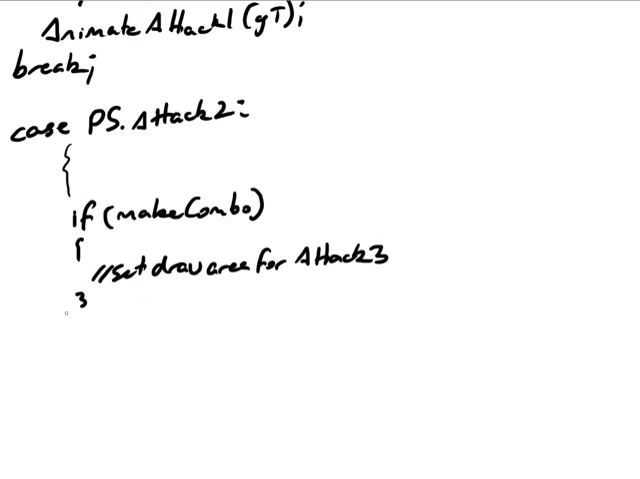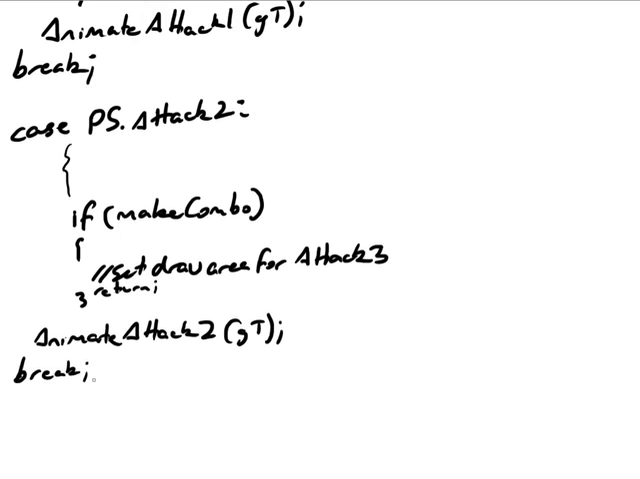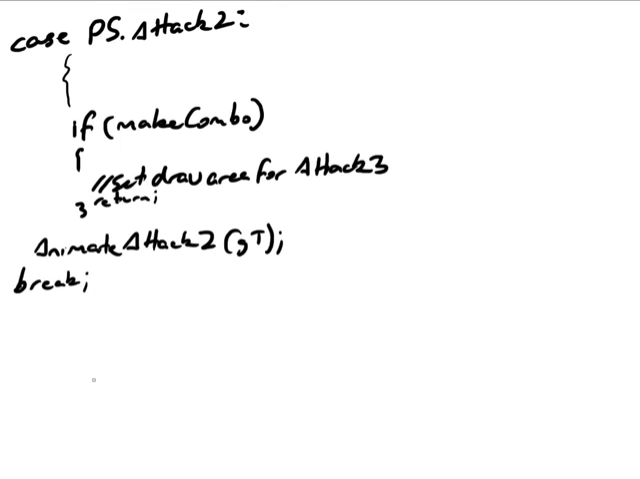We'll close that, and then we'll call animate attack 2, that's the end game time, and of course in here we'll be returning. And then we'll put break. There. That finishes off case for player state.attack 2. Now we'll look at case player state.attack 3, which all we call is animate attack 3.